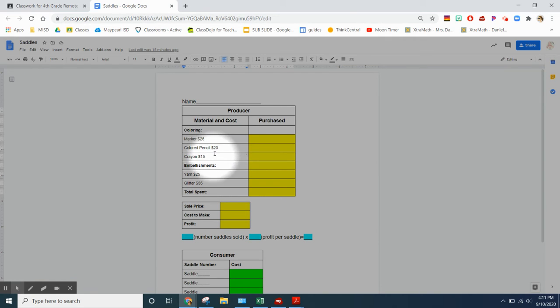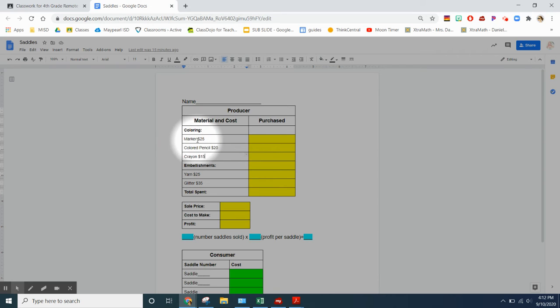So you're going to choose a coloring item to color it, and it's not just one color. You can use as many colors as you want, but either using marker, colored pencil, or crayon. And then you pick one item to embellish it with. Once you've decided, you need to come over to this yellow section and tell me what you decided.